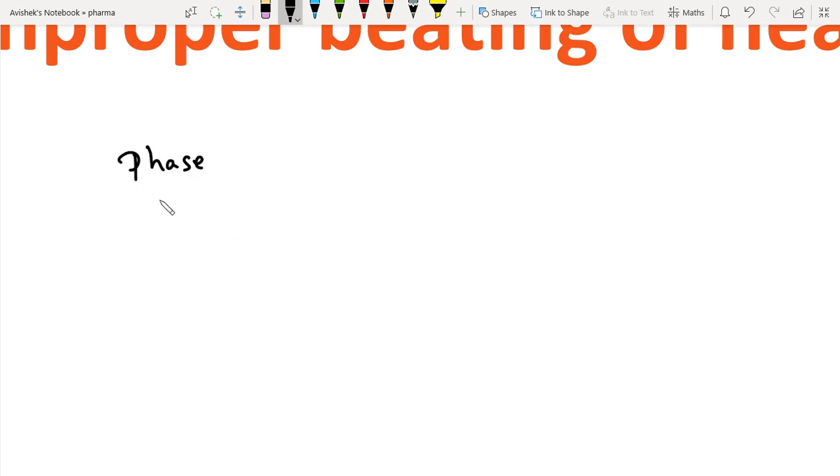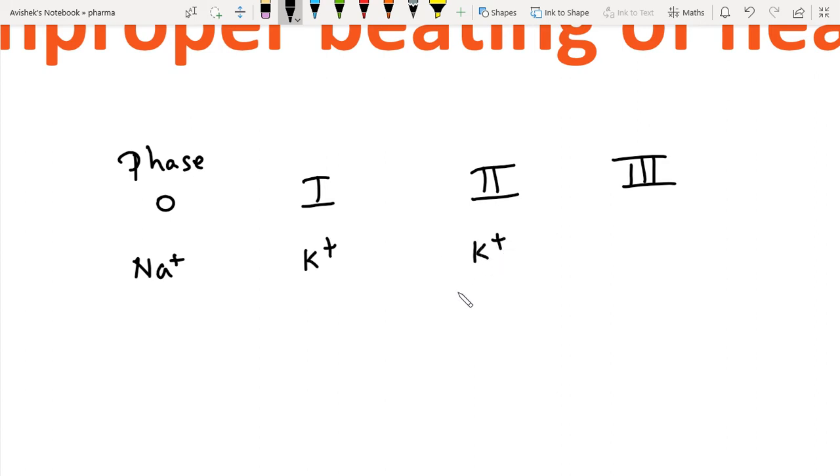There are four phases: phase 0, phase 1, phase 2 and phase 3. In phase 0, sodium channels are working. In phase 1, potassium is working. In phase 2, potassium and calcium are working, and in phase 3, potassium is working.